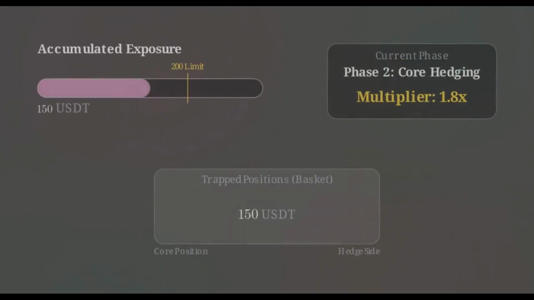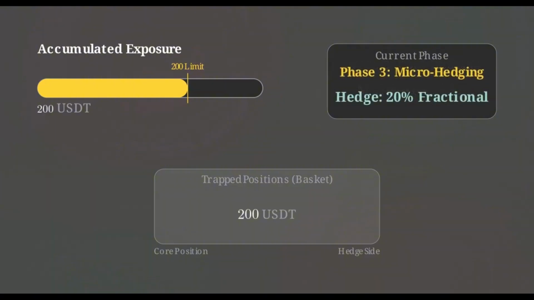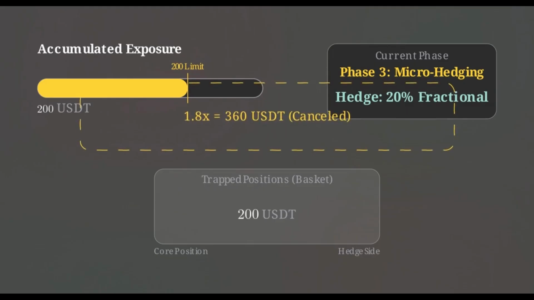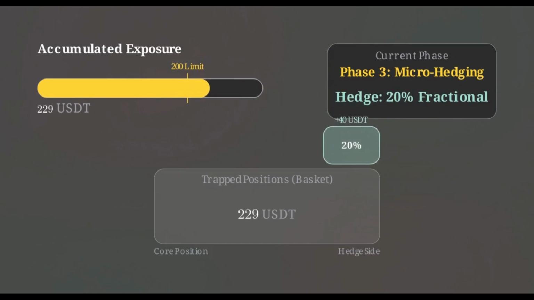This gauge shows the system reaching the capital exposure threshold. When total accumulated basket exposure crosses 200 USDT, the system executes the permanent deactivation of the 1.8x multiplier and pivots to fractional micro-hedging. When further structural scaling is required, the system executes an order adding exactly 20%.